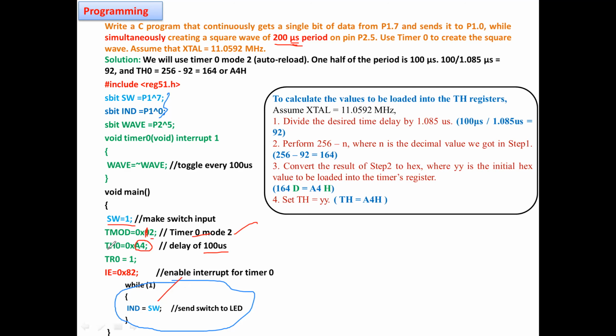That should be placed in TH. Since it is mode 2, TH0 you should place it. In all the places I have mentioned 0 because I'm using timer 0. Right? I started the timer. Now the timer has started, in order to generate a delay of 100 microseconds for one clock. Now I want to enable the timer interrupt.